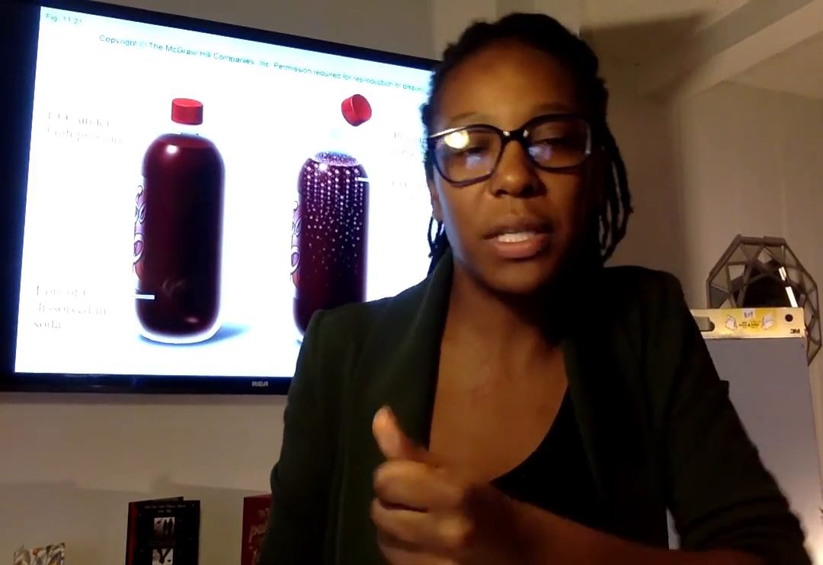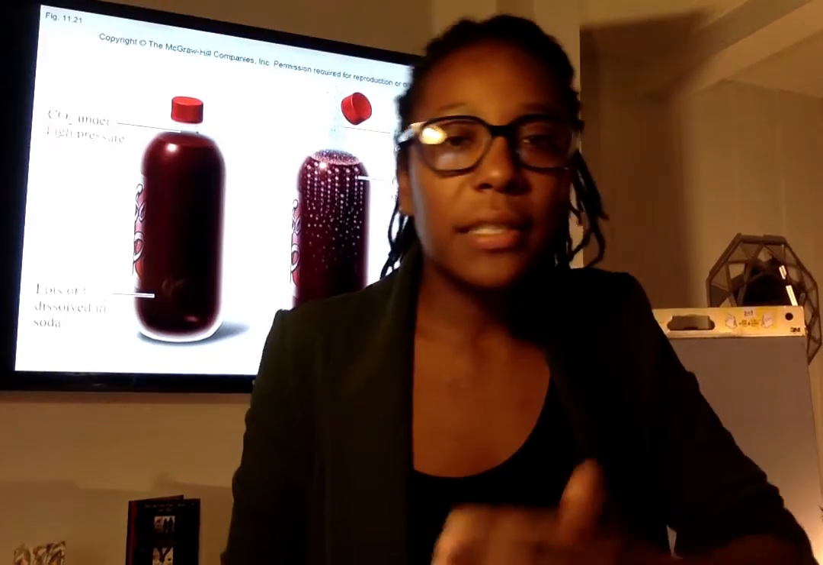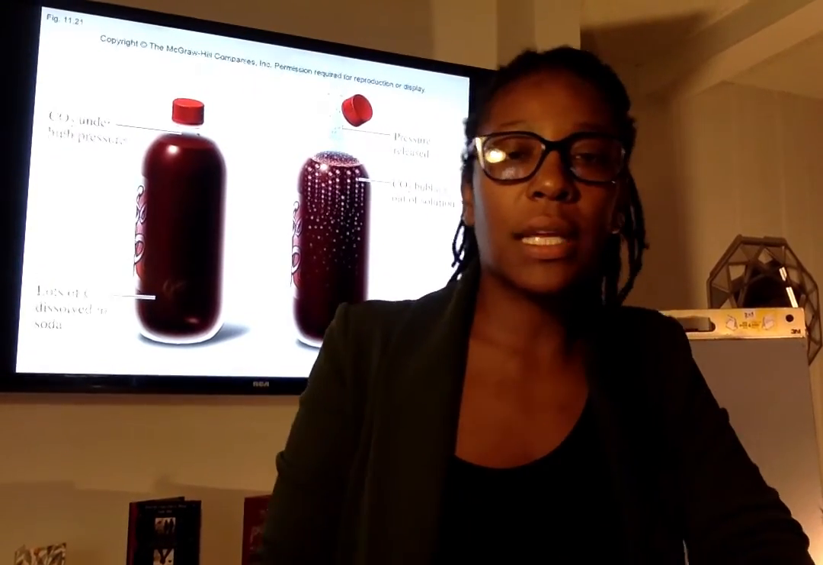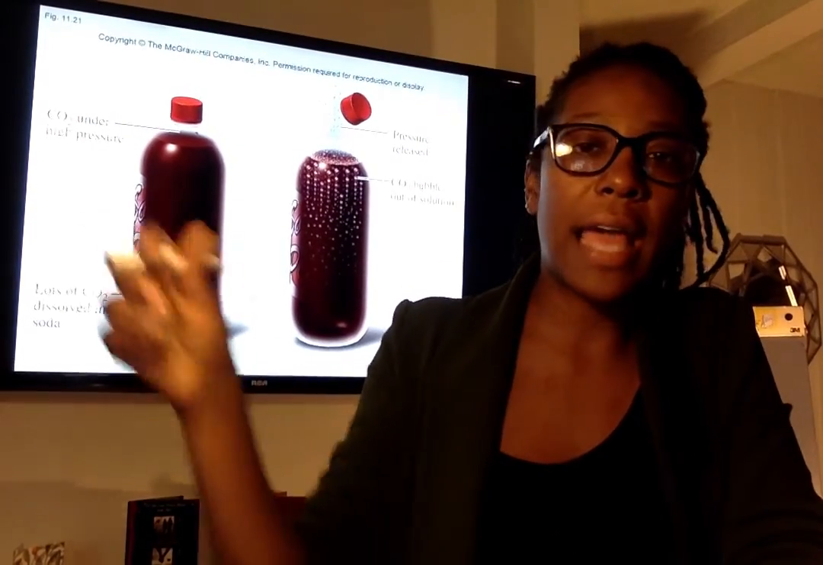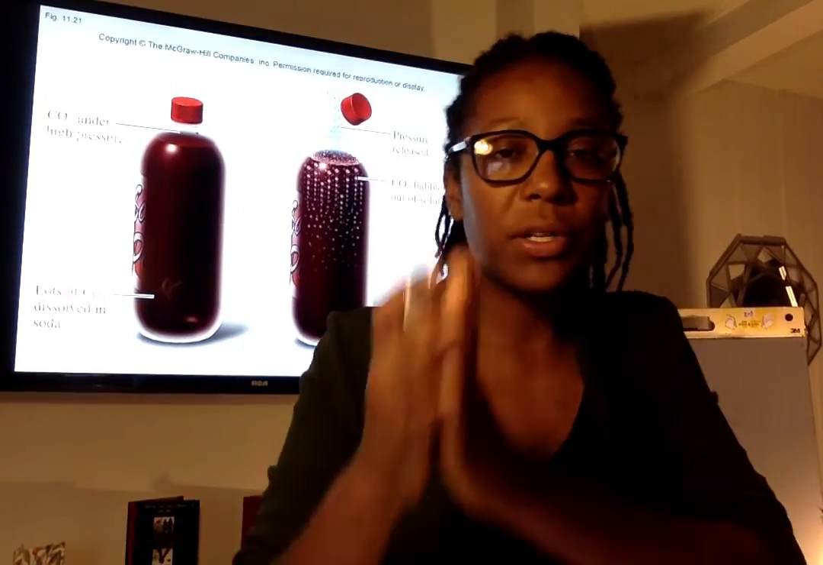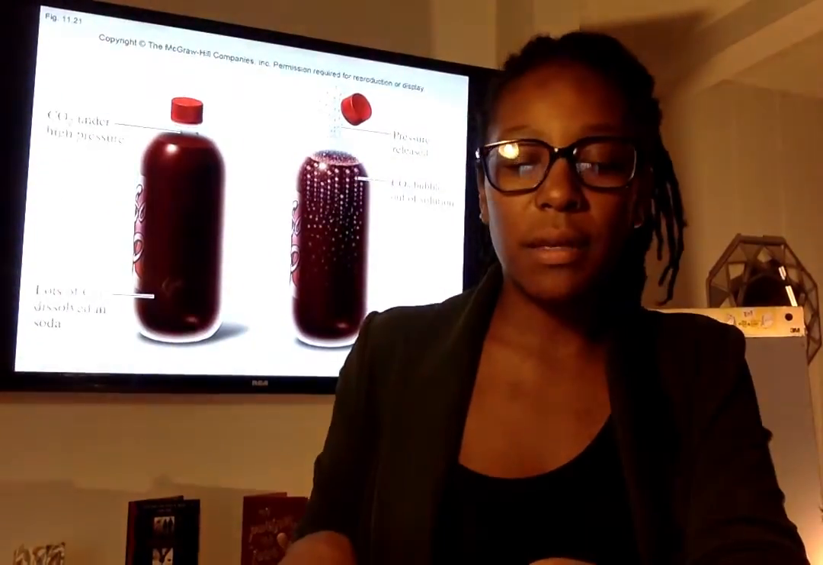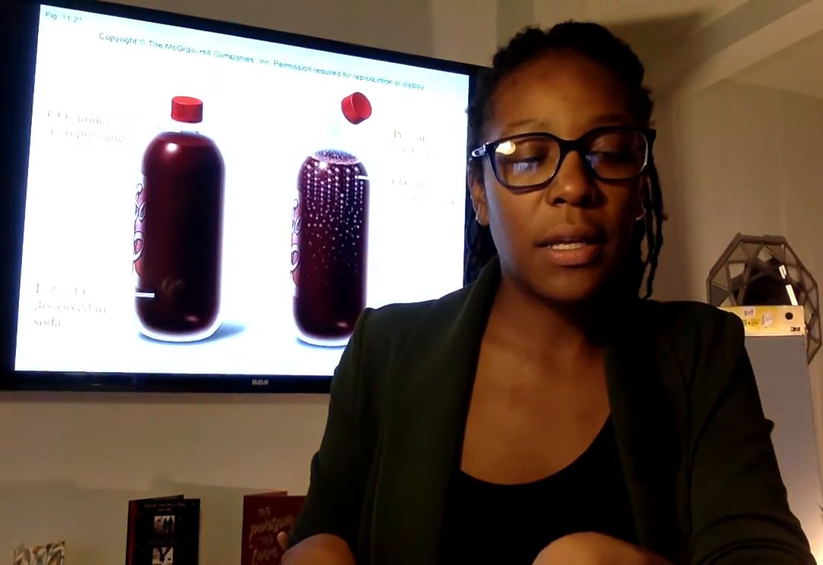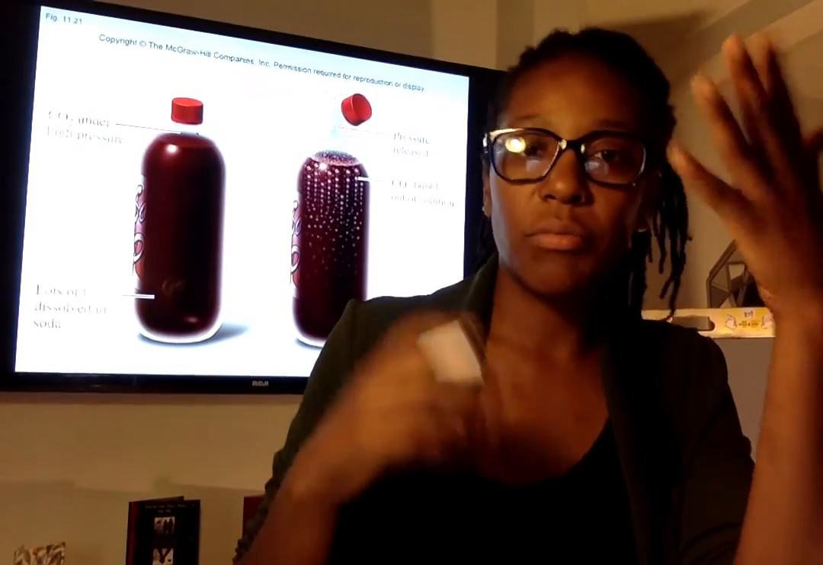The Sprite would be your solvent, and the carbon dioxide would be the solute. The solute can only dissolve in the solvent if there's pressure put on it by adding a cap, or sealing things. Once that's open, the pressure releases, and the carbon dioxide that was soluble in the solution is now leaving the solution because it's moving around.